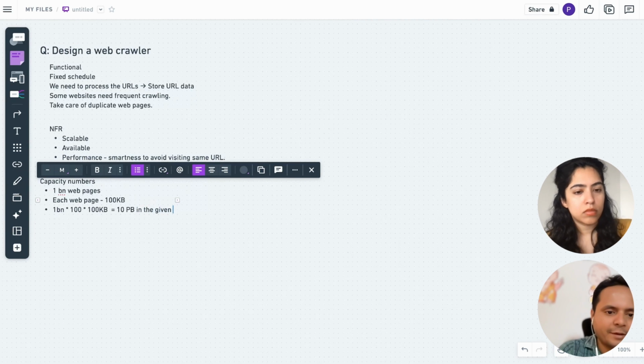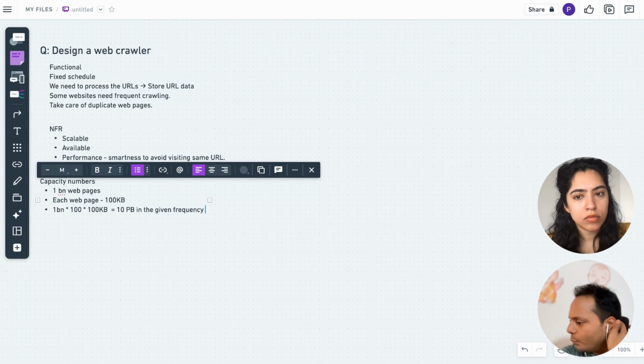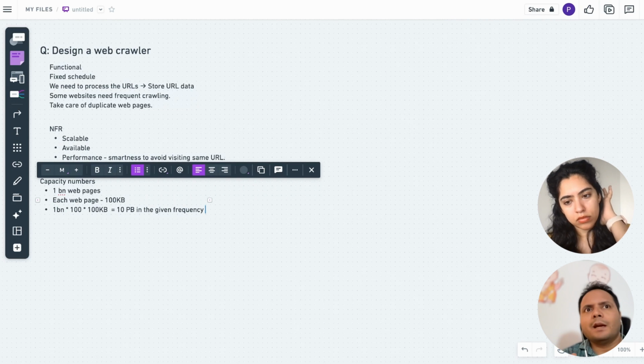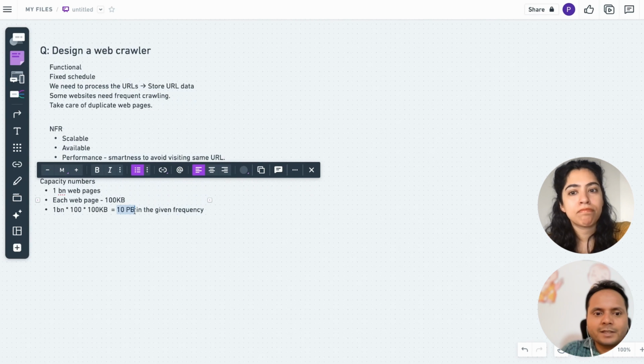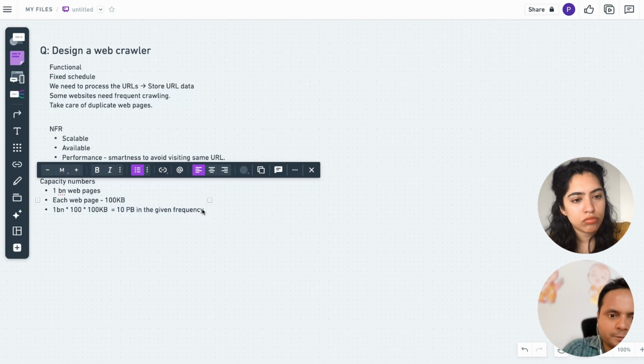Like, for example, I took on an average that we are recrawling every 7 days. So I would assume that every 7 days we are dealing with 10 petabytes of data. After the next 7 days when we again crawl, there might be fresh data, but on an average, 10 petabytes is what we will have to store or take care of every 7 days. I'm assuming this frequency to be 7 days right now.